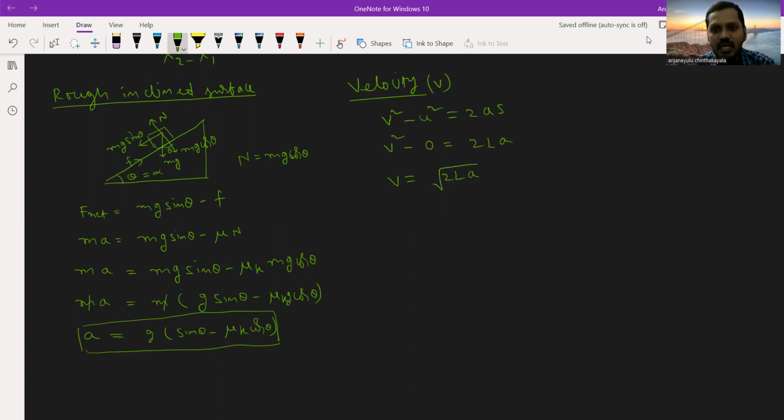Now substituting this a value here, the velocity v is equal to the square root of 2L into g into sin theta minus mu k cos theta. This is the velocity of the body.